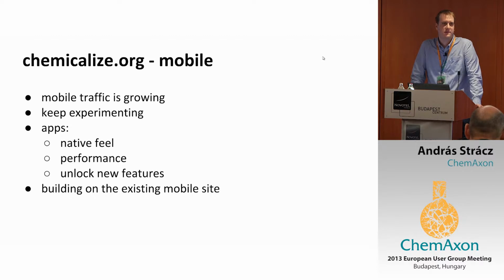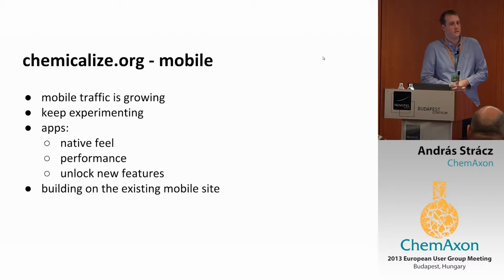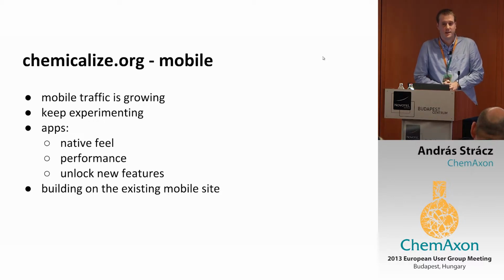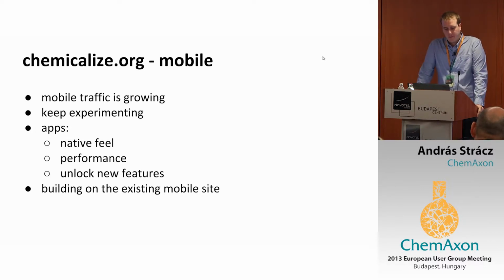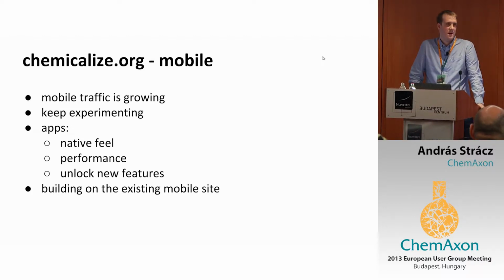Okay, so now the juicy bits. When we're looking at the analytics on chemicalize.org, we see that, as I mentioned, the traffic grew by close to 80%. And the nice thing is that mobile traffic appeared, and it's close to 10% now. It's growing by roughly 1% every month. Now, chemicalize.org is a prototype project for ChemAxon, so we also want to keep experimenting, and this feels like the next natural step to do that. So we started to get into this app business.